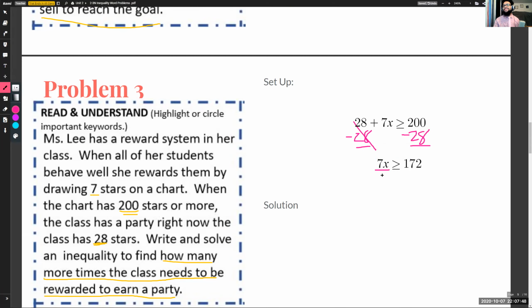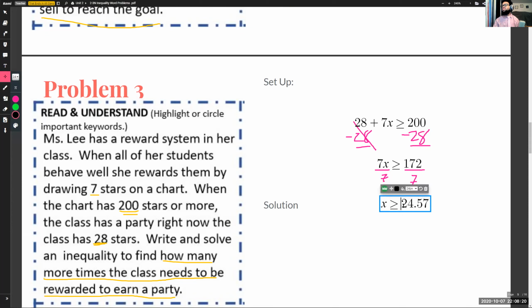And so now that we're at this step, we know that we've got to get this x by itself. The way to do that is to perform our opposite operation, which is divided by that 7. Now we have 172 divided by 7, and what we're left with is x is greater than or equal to 24.57. It's got a bunch of other decimals behind it, just cut it off and round at the second decimal.